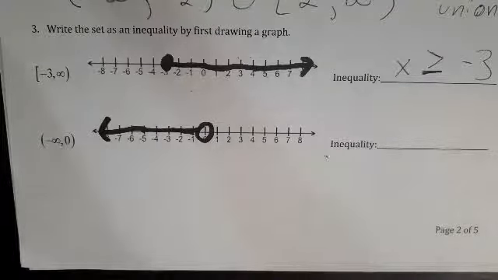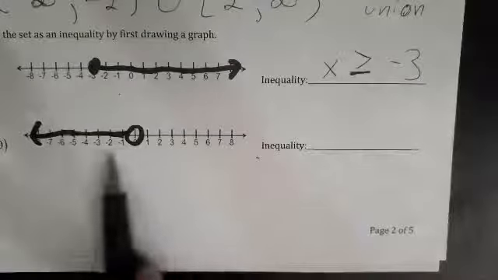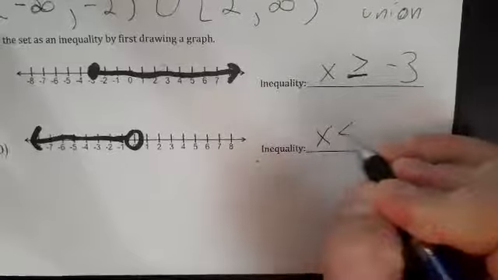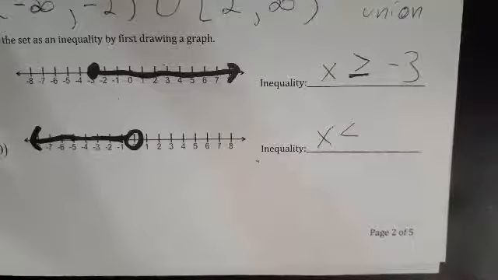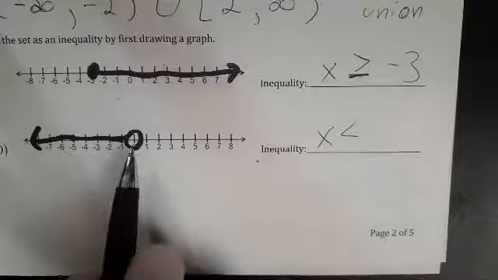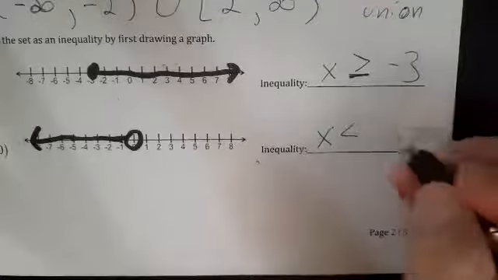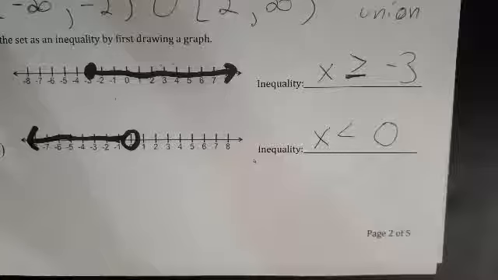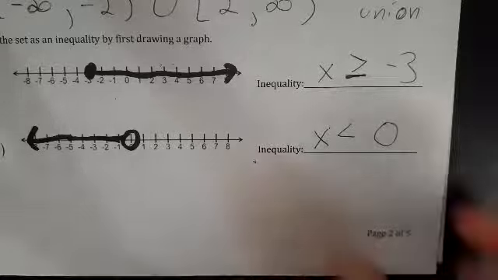And so we're looking at this inequality. Since it's going to the left, this is everywhere where x is less than. I don't want to include it, so I don't put the equal sign, but I put the number 0 right there. Okay, and let's see what we got next.